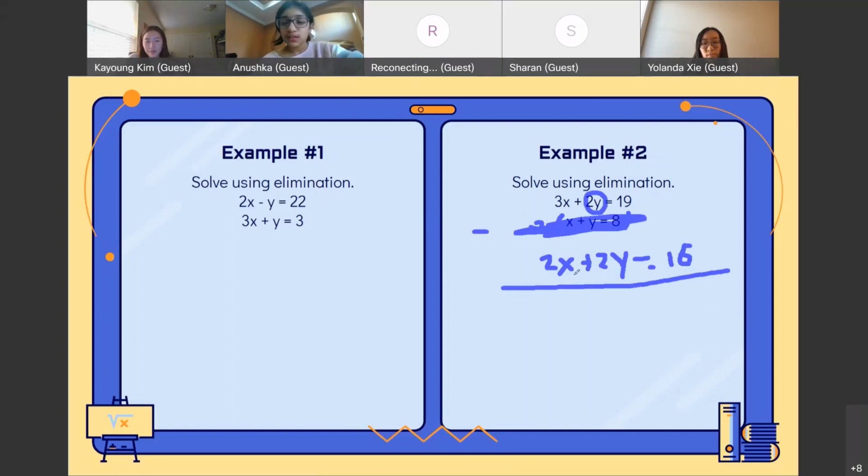Get rid of something. So you want to take y from here? So the two y's can cancel each other out, which makes it 2x plus 16, and 16 divided by 2 is 8. So x is equal to 8.